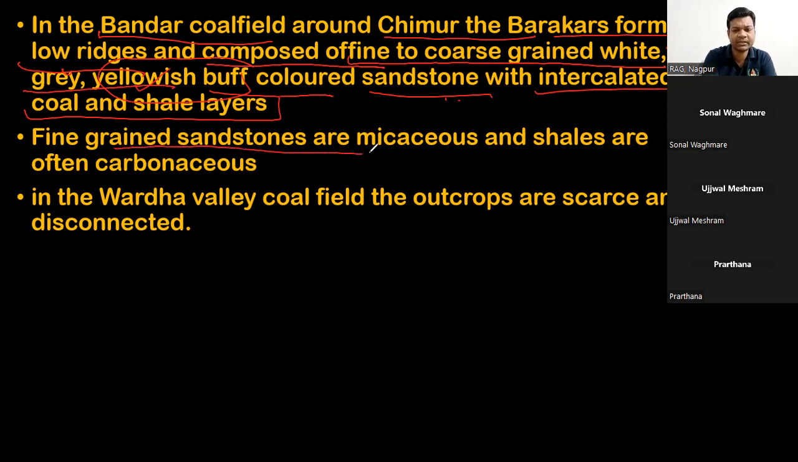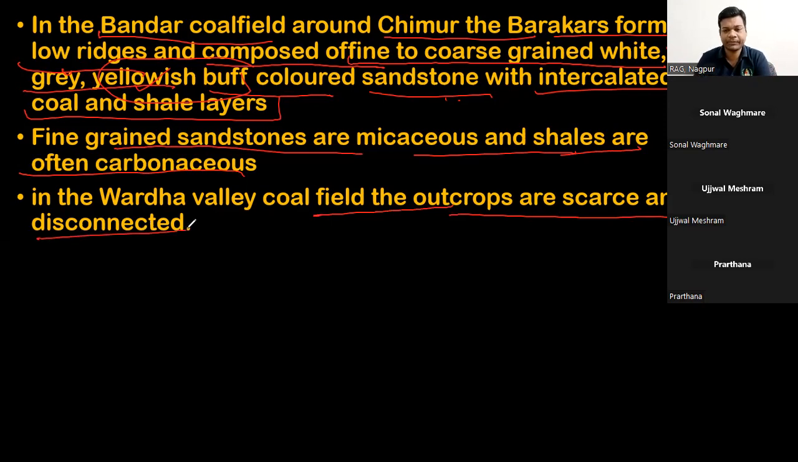The fine grained sandstones are micaceous and shales are often carbonaceous. In the Wardha Valley coalfield, the outcrops are scarce and disconnected. It means they are not at one place; they are scattered all over the area.